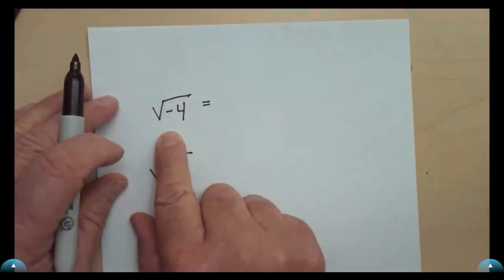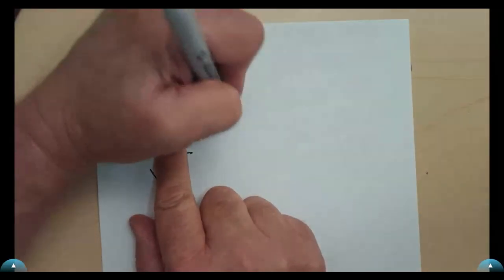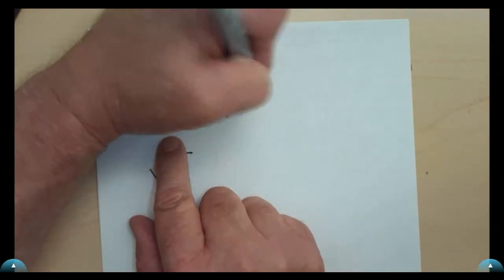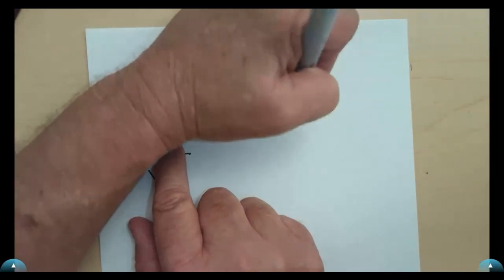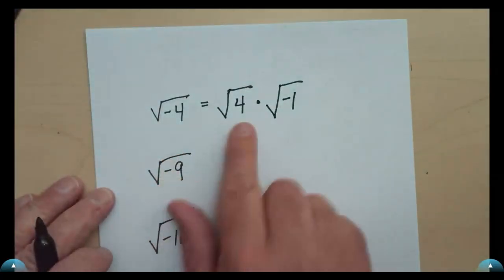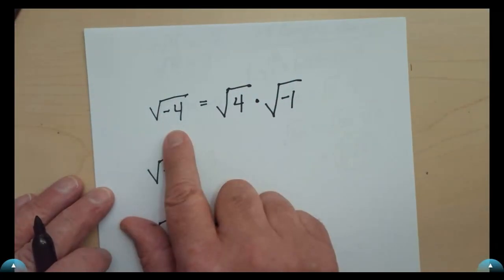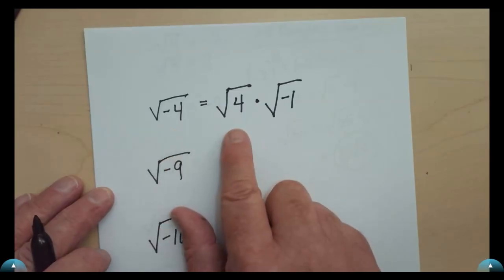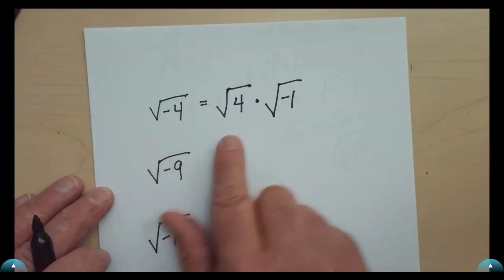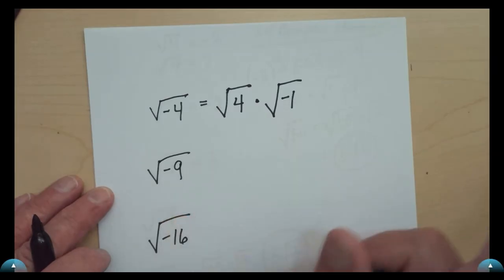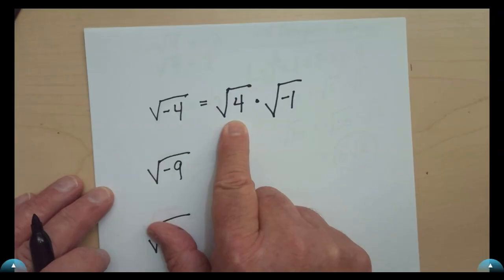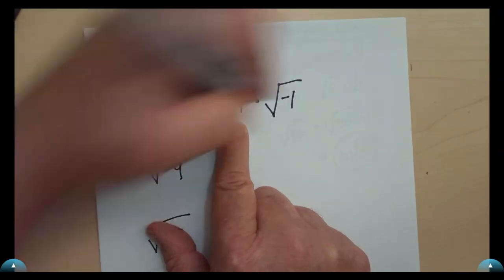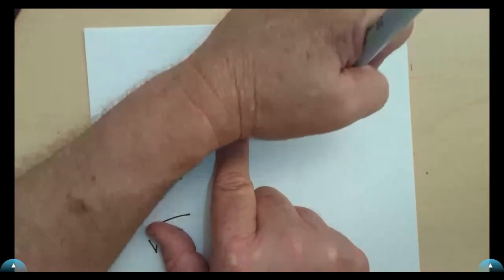What if we say that the square root of negative 4 is equal to the square root of positive 4 times the square root of negative 1? 4 times negative 1 is negative 4, right? Well, this must be another way to write the square root of negative 4. This actually helps me a little bit, because I do know what the square root of positive 4 is. We just looked at it. The square root of 4 is 2.